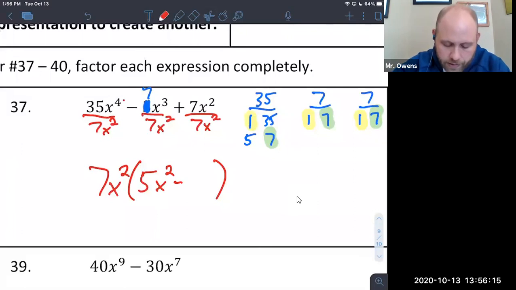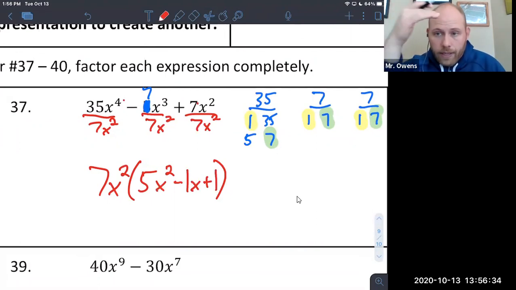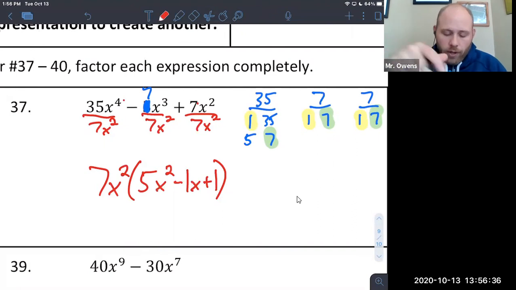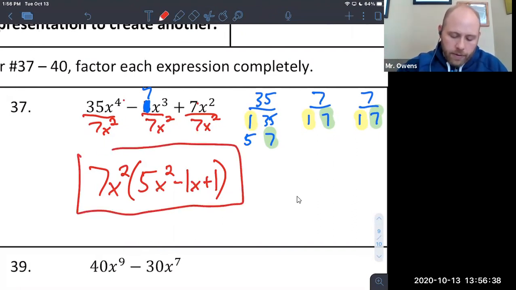And then I have a minus. 7 divided by 7 is 1. X to the 3rd divided by x squared is x, right? 3 minus 2 is 1. And then I have a plus. 7 divided by 7 is 1. And then x squared divided by x squared: I had 2 x's, taking both away, gone. Now I am done.